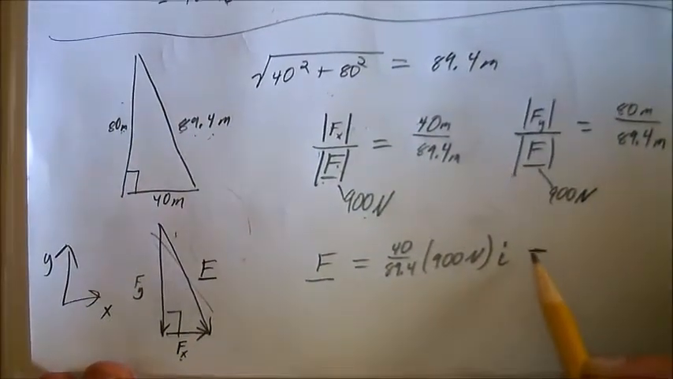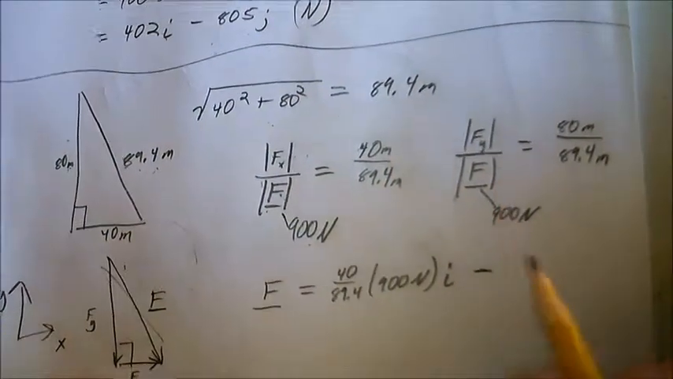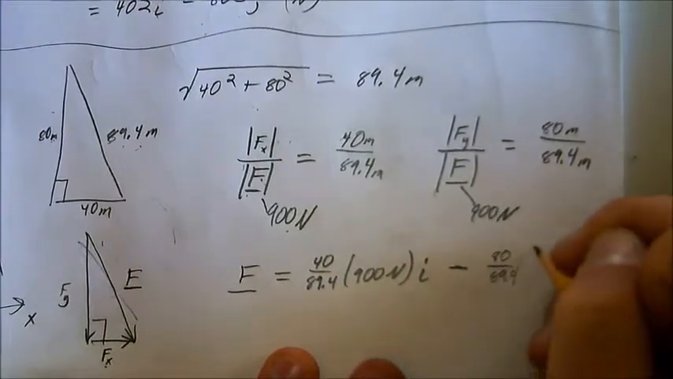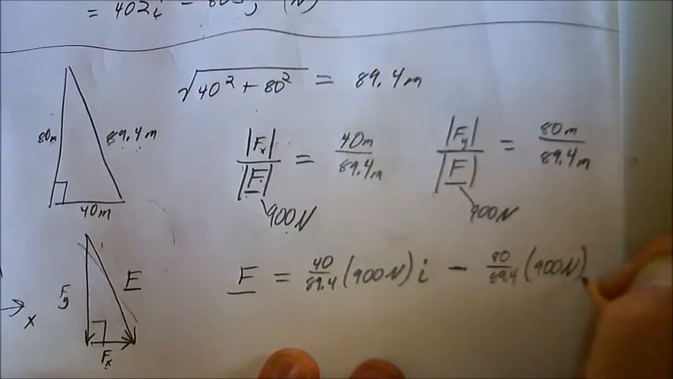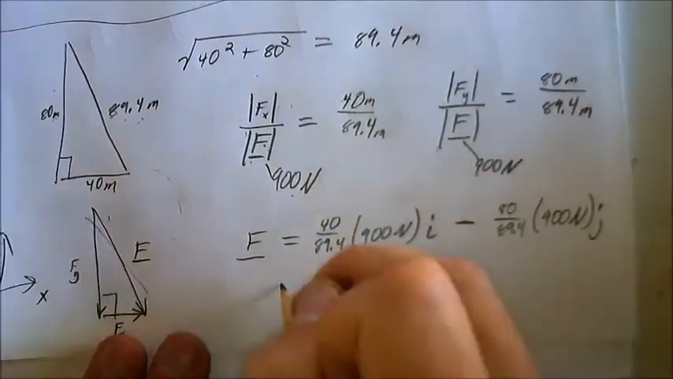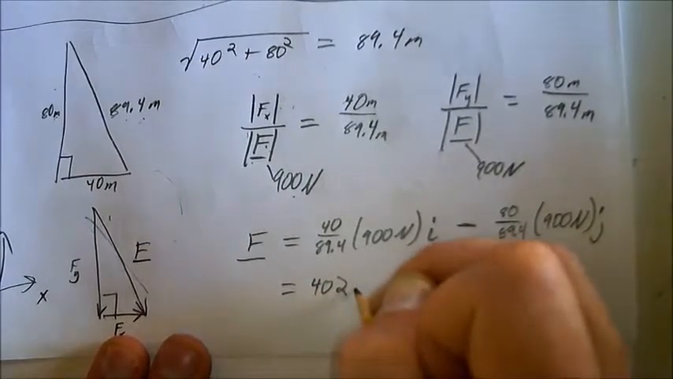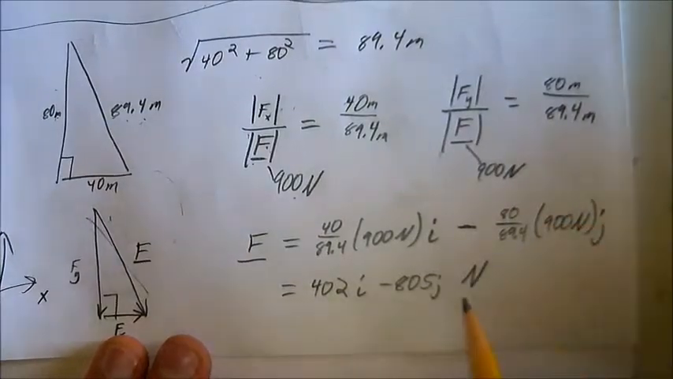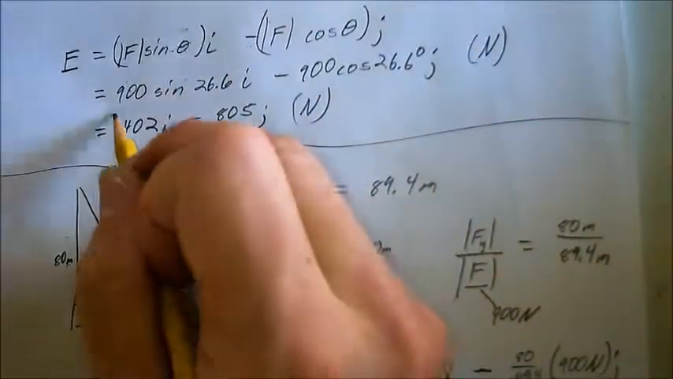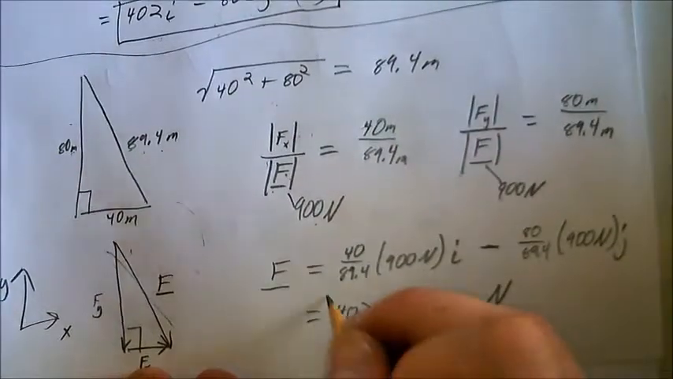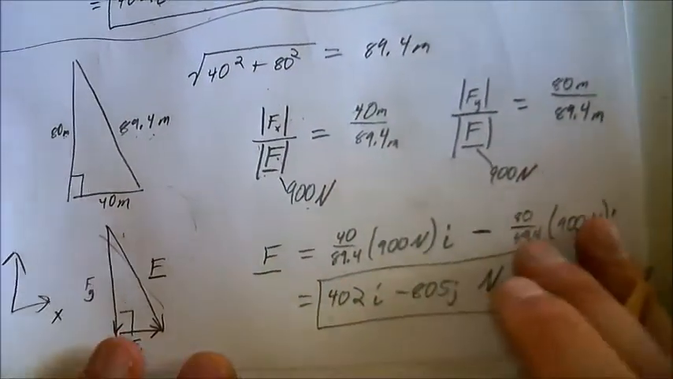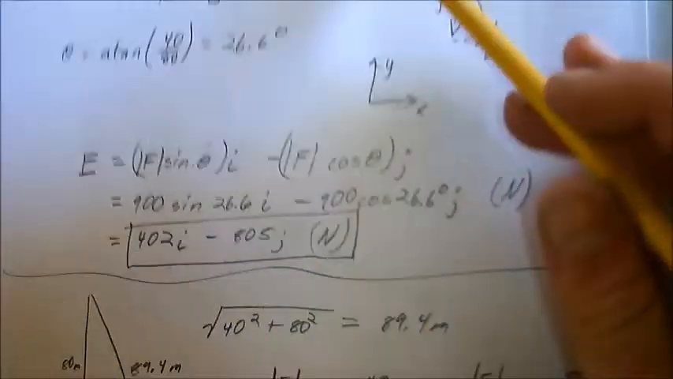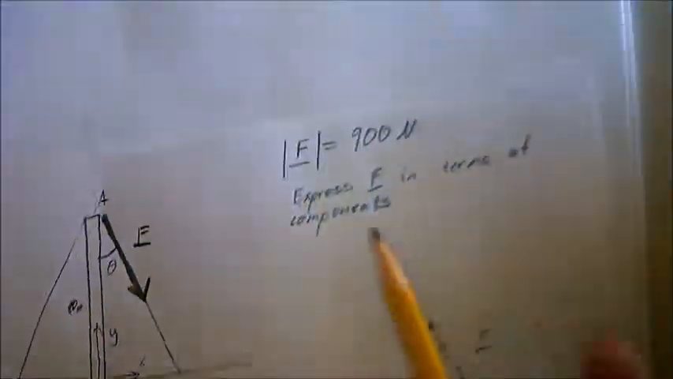So you have to realize that this is a negative right here, which is then equal to 80 over 89.4 times 900 newtons in the j direction. And if you solve that out, you will end up with 402 i minus 805 j newtons, which is exactly what we had up here. So this is your answer. This is the component representation of the force vector that we knew was 900 newtons from how the problem was set up.